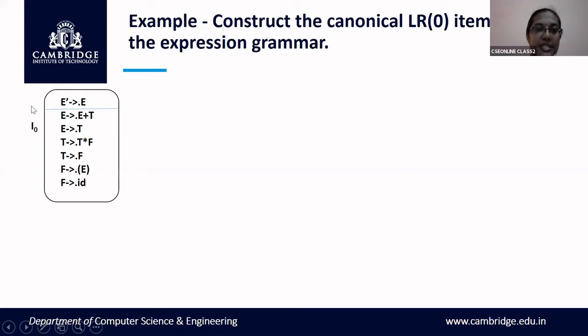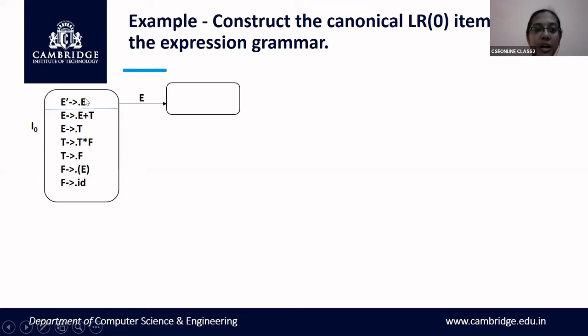Now this is the first state of your DFA. For the further states, you will be taking one symbol. On that symbol, what are all the transitions that take place? Now we'll consider the first production rule here. In the first production rule, dot can be moved one position towards right, on symbol E.